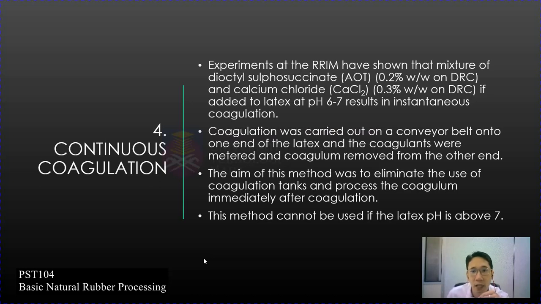Coagulation was carried out on a conveyor belt onto one end of the latex, and the coagulants were metered in and the coagulum removed from the other end. The aim of the method was to eliminate the coagulation tank and the process of removing coagulum immediately after coagulation. This method cannot be used if the latex pH is above 7.